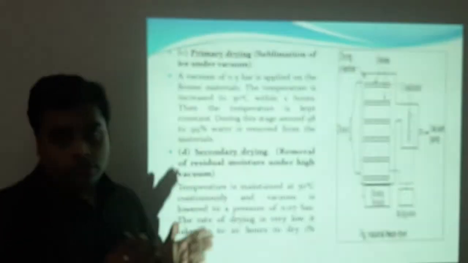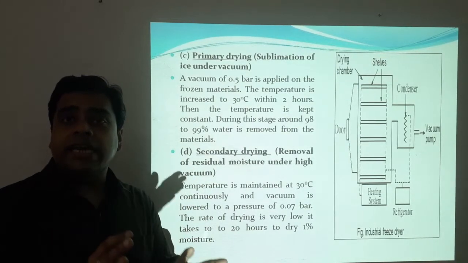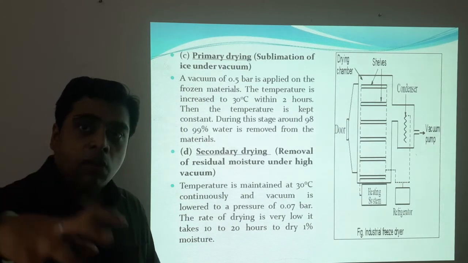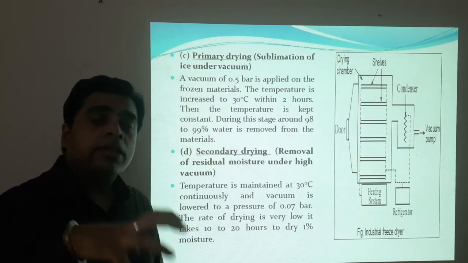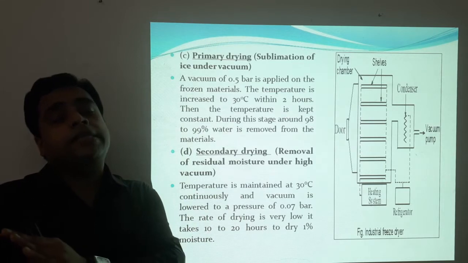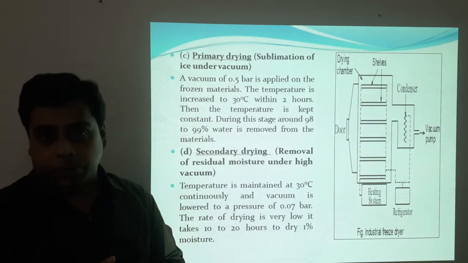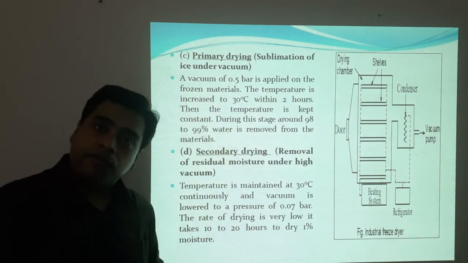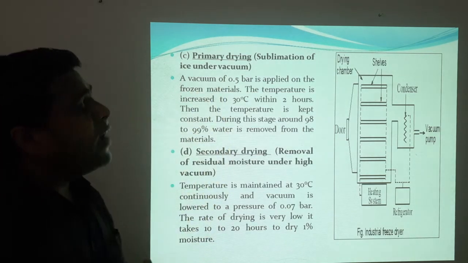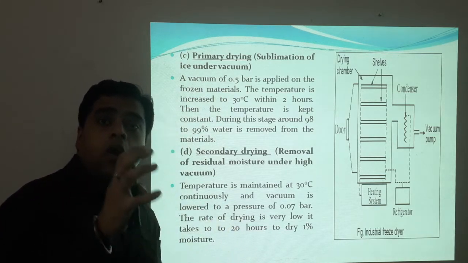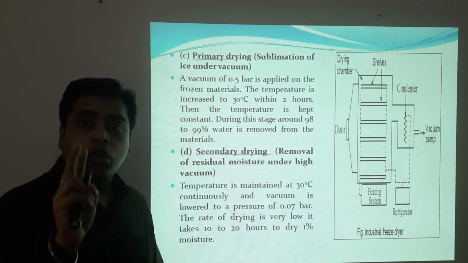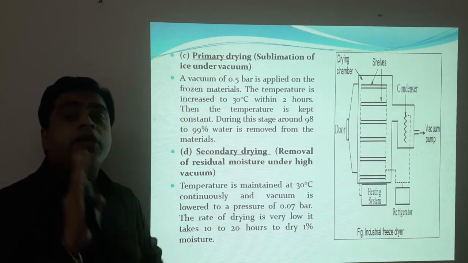Next, the third step is primary drying, or sublimation of ice under vacuum. The samples which we have already transferred to the ice state, now we have to sublime from the ice state directly to the vapor state, and there will be no liquid state in between. That particular step is called primary drying, or sublimation under vacuum. A vacuum of 0.5 bars is applied on the frozen material. The temperature is increased to 30 degrees centigrade within 2 hours. Then the temperature is kept constant.